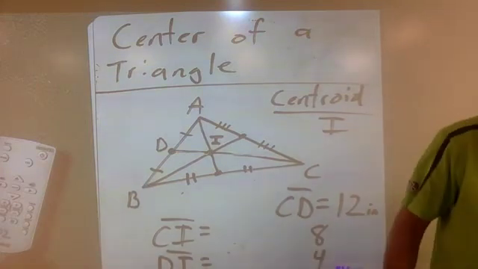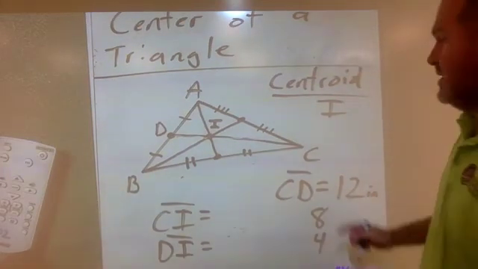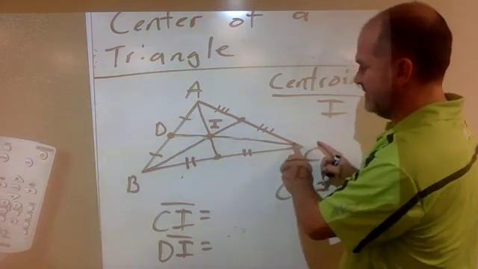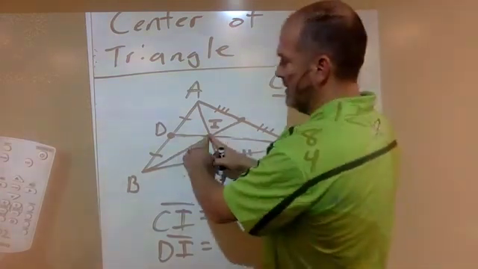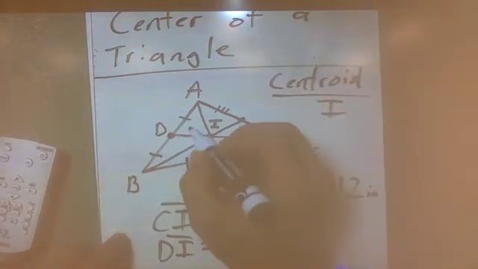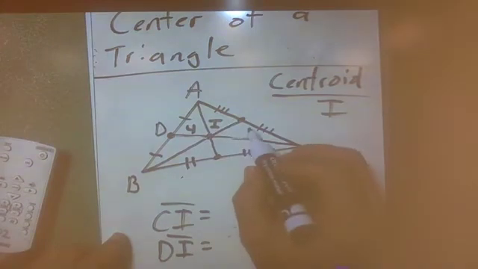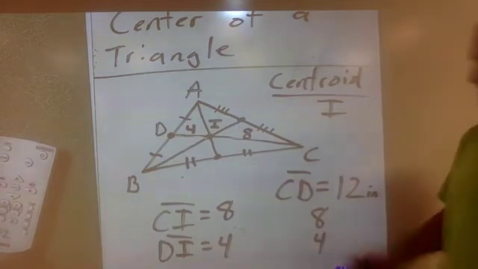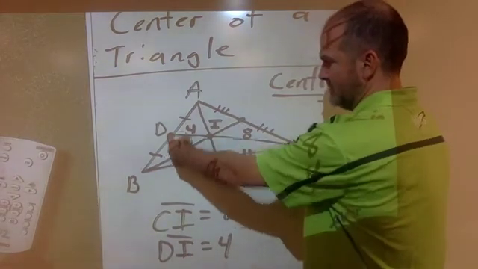And it's always, always, always the longer one coming from the vertex. The longer segment is always connecting to the vertex. The shorter segment is always connecting to the midpoint. So DI would be 4, CI would be 8. CI is 8, DI is 4. They add up to 12 because the whole thing's 12. 8 plus 4 is 12.